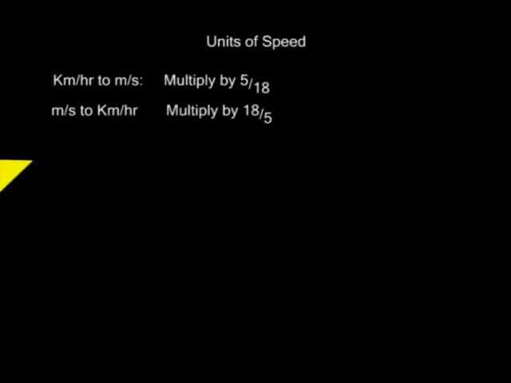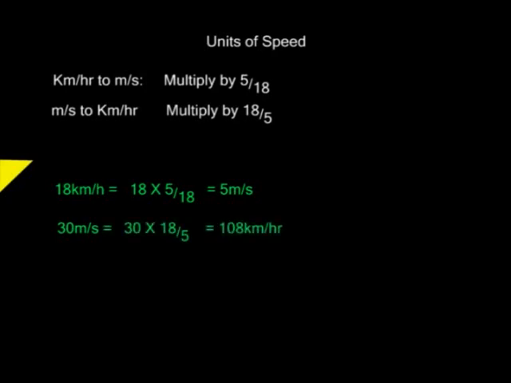For example, 18 kilometers per hour is equal to 18 times 5 over 18, which is equal to 5 meters per second. 30 meters per second into kilometers per hour is equal to 30 times 18 over 5, which is equal to 108 kilometers per hour.